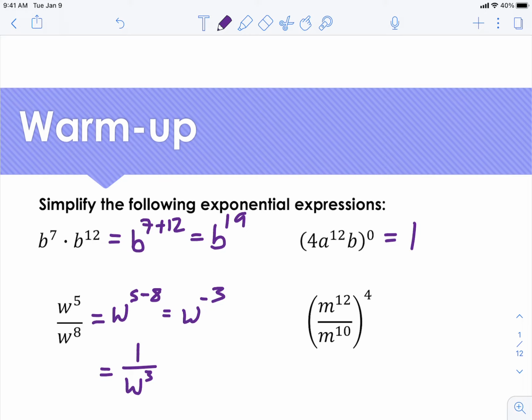And now our next one here. Now, there's a couple ways we could approach it. I think it would be easier to reduce these two exponents first and then apply the fourth on the outside. So it's sort of a two-step problem. m to the 12th over m to the 10th. 10 down here would cancel 10 from the top, so there would be 2 left. So m squared, and then raise that to the 4th power. Now you're multiplying. m squared to the 4th is 2 times 4, and that is m to the 8th.